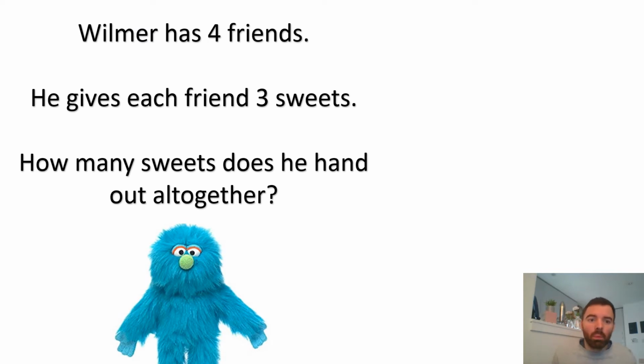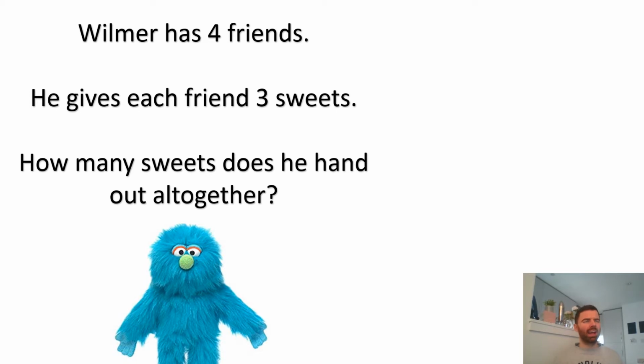A word problem then. The thing is, like in life, in jobs, or when you're at the shops, or when you're out with your mates, people don't just come up to you and go, what's 4 times 3? No, these math problems present themselves in real world situations. I've got one here. Wilmer has 4 friends. He gives each friend 3 sweets. How many sweets does he hand out altogether? Now that's a real world problem, something you actually need to figure out.